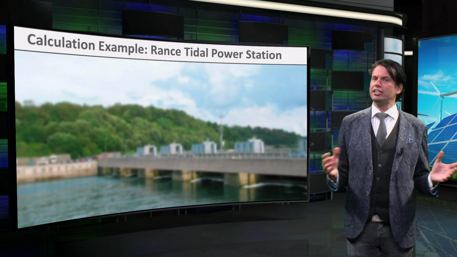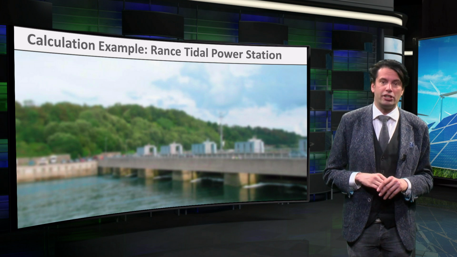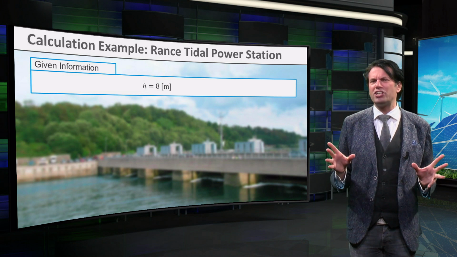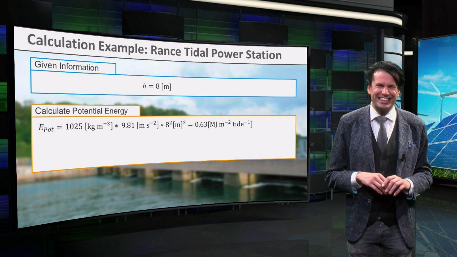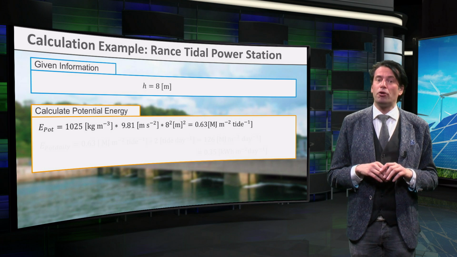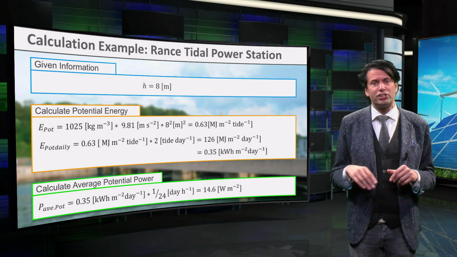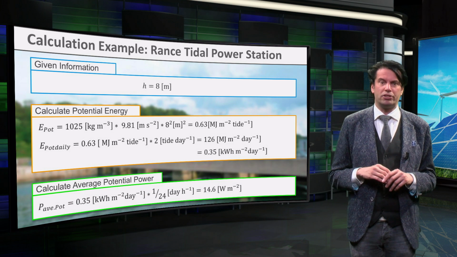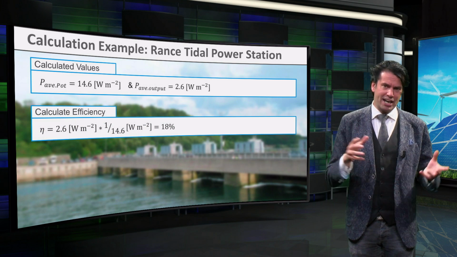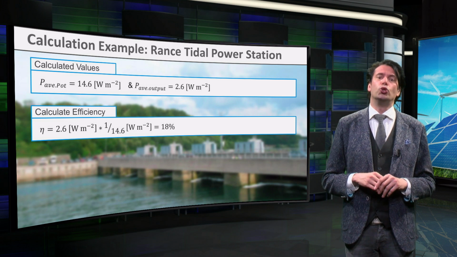Before we can calculate the system's efficiency, we first have to calculate the primary energy potential of this station. With a height difference of 8 meters, we obtain a potential energy of 0.63 megajoules per area per tide. This is a total of 0.35 kilowatt hours per square meter, which equates to an average power density of 14.6 watt per square meter. We can now find the system's efficiency by dividing average output density by the average primary power density. This equals 18%.